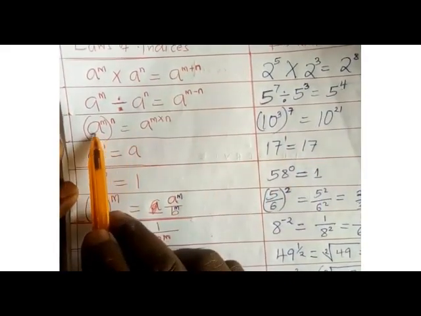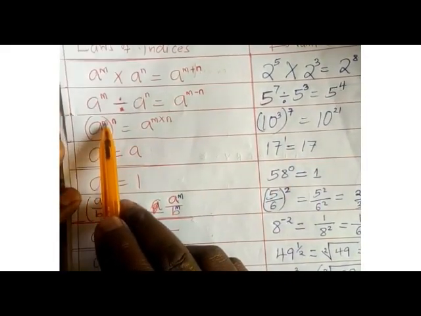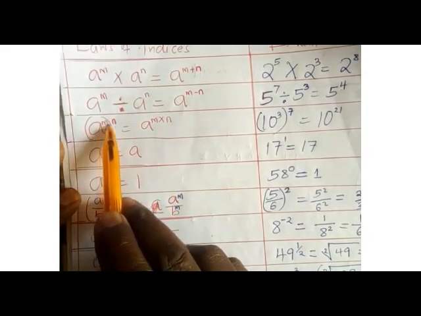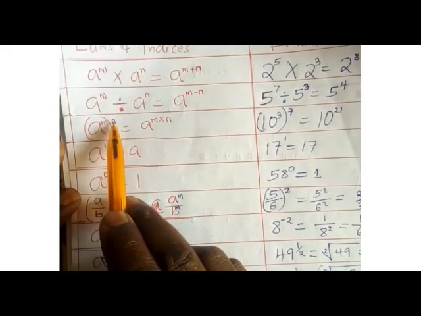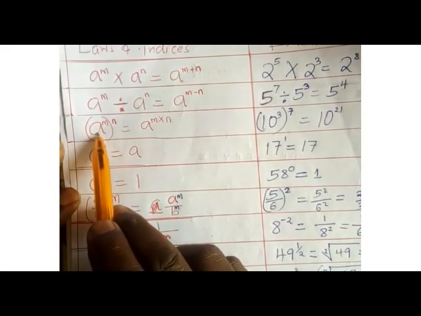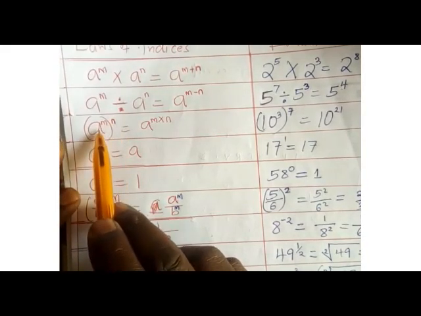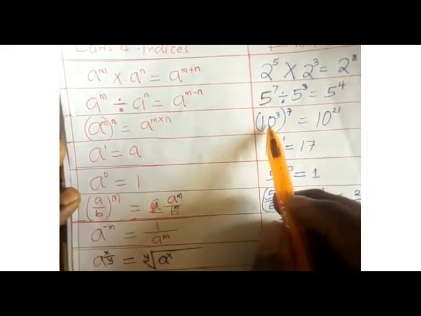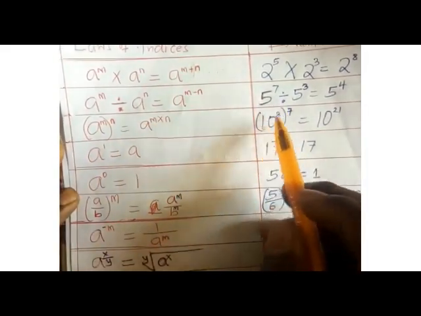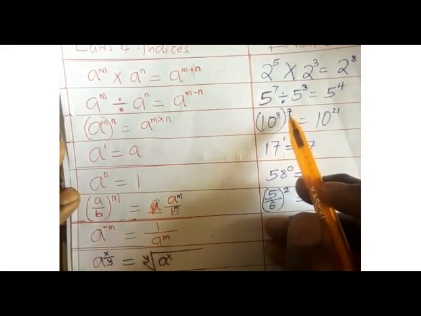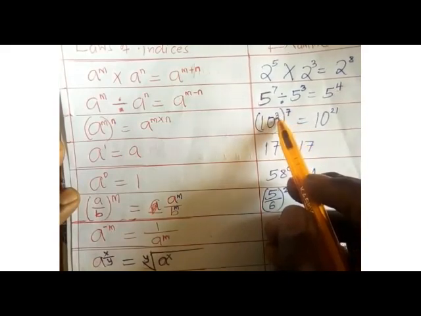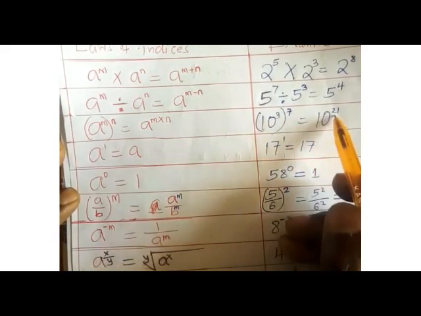When we have a number raised to a power and then raised to another power, what do we do with those powers? We multiply the powers. So a to the m, all raised to power n, will give us a raised to power m times n. For example, we have 10 raised to power 3, then bracket raised to power 7. So what you simply do is multiply the powers. 7 times 3, which is 21.